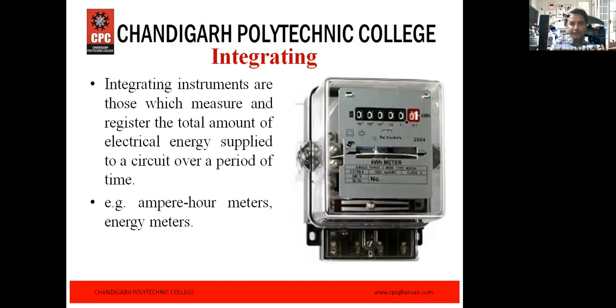In this integrating instrument, the total amount of electrical energy that we have consumed for a particular period of time, for a month or 2 months, it takes the record of that particular reading. This is the type of integrating instrument. It is called ampere hour meters or energy meters.